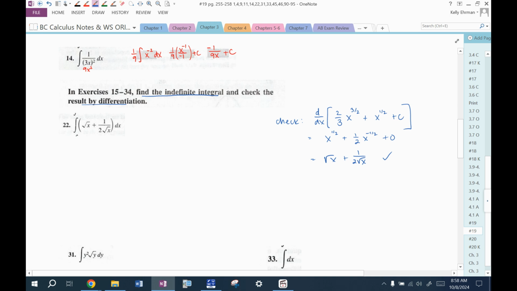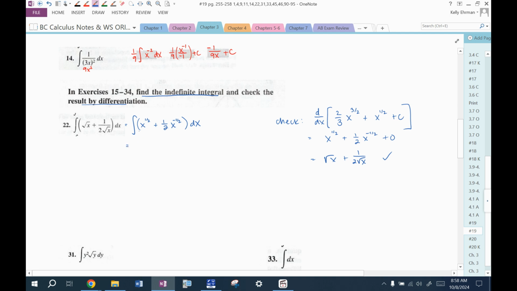So anyway, let's rewrite this to begin with. I want to get these in terms of exponents. So this is the integral of x to the 1/2 plus 1/2 x to the negative 1/2 dx. You technically should have parentheses around this. It's this function getting multiplied by a little tiny change in x, dx.